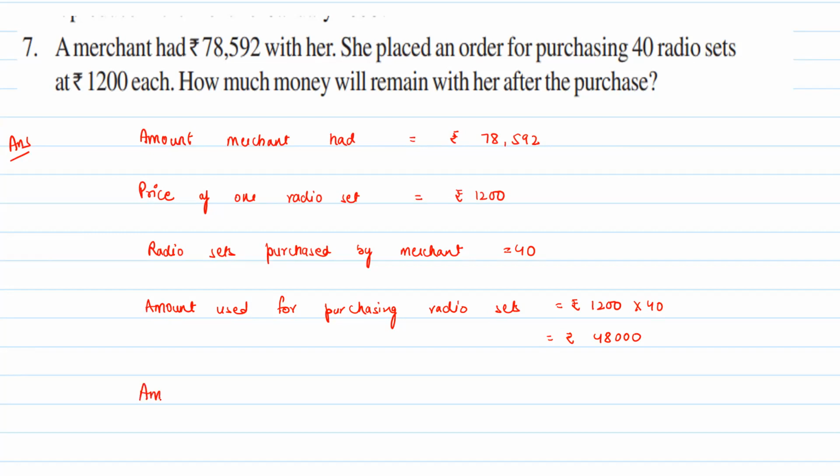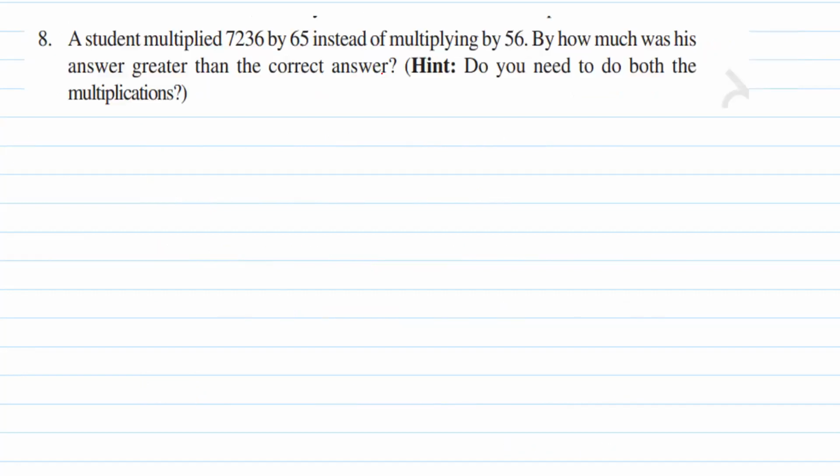Now, amount remained with merchant. How much amount now merchant has is remaining? 78,592 minus 48,000, because merchant has already used 48,000. So the remaining amount is 78,592 minus this, which is rupees 30,592. Okay.